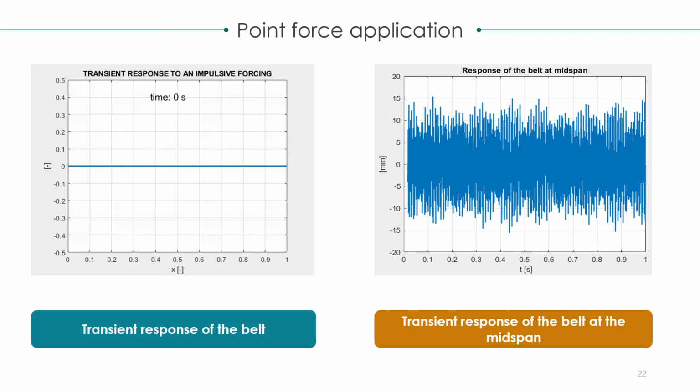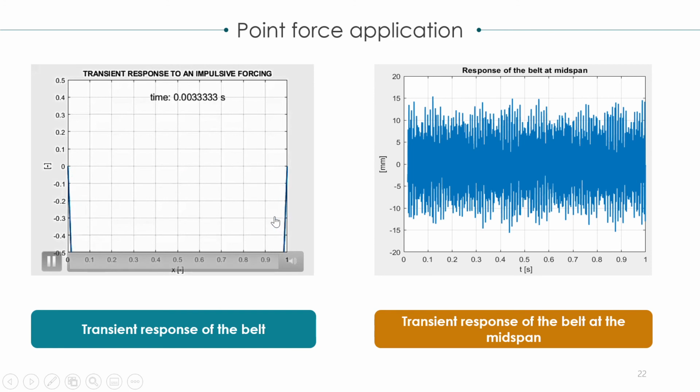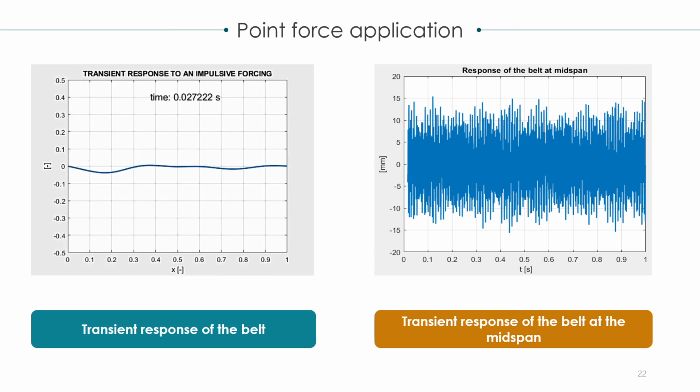Lastly, we have the point force application. The force excites a vibration in the system, and because the system is without damping, this oscillation is maintained. The response is examined after the impulse. Left is the slowed down response to visualize and understand how the belt is actually moving.